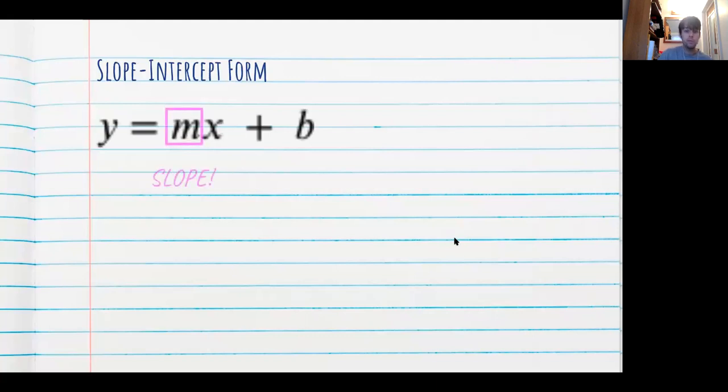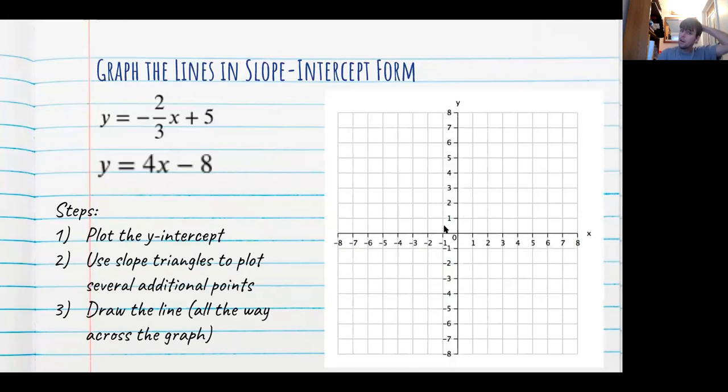So slope-intercept form, again, it has the slope and the y-intercept. Those are the only 2 pieces of information you need to know to write those equations, and that's what we're going to do. So here we're going to graph these 2 lines. They're given to us in slope-intercept form.